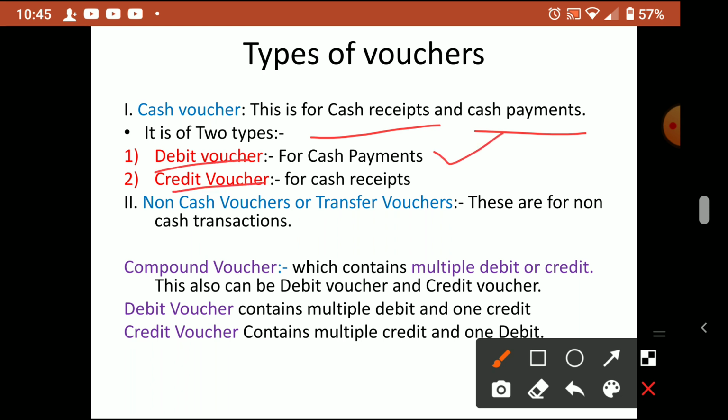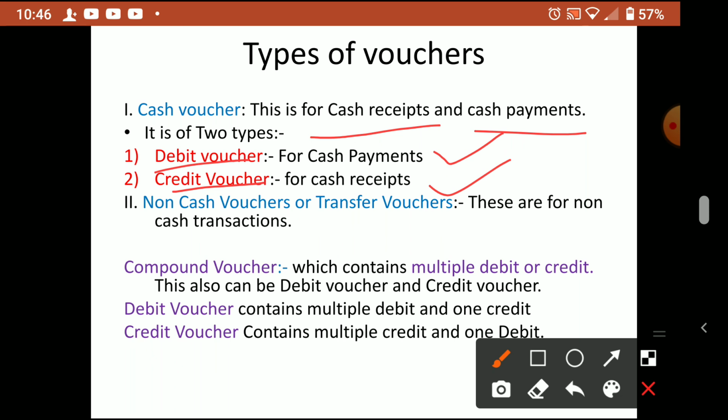If you make a cash payment then it is called a debit voucher. If you receive cash then it is called a credit voucher. Then non-cash vouchers are for non-cash transactions. Non-cash transaction means a transaction is happening but cash is not involved, that is, credit transactions. Sold goods on credit means we are selling goods but we are not getting money. Purchased goods on credit means we are purchasing goods but we didn't pay money. That is called credit transactions, so non-cash vouchers.